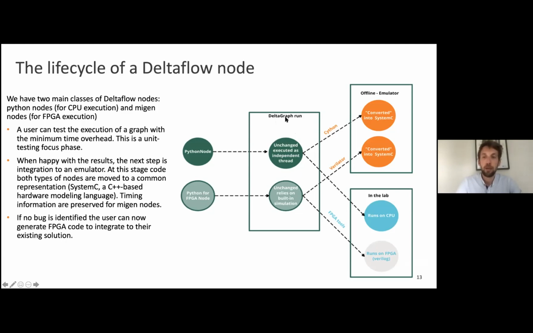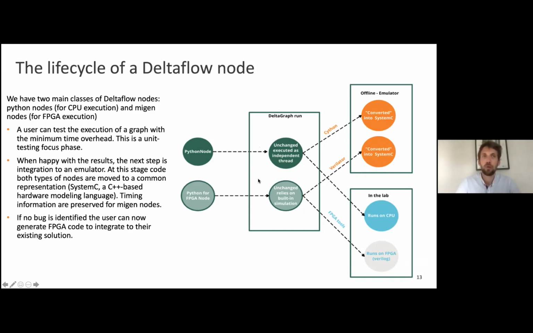So you can run your graph in a pure Python way, and that is what we call a Deltagraph run, using MyGen and Python to run the simulation. All the nodes exchange communication and messages through asynchronous channels, and that frees you from all the latency implications.